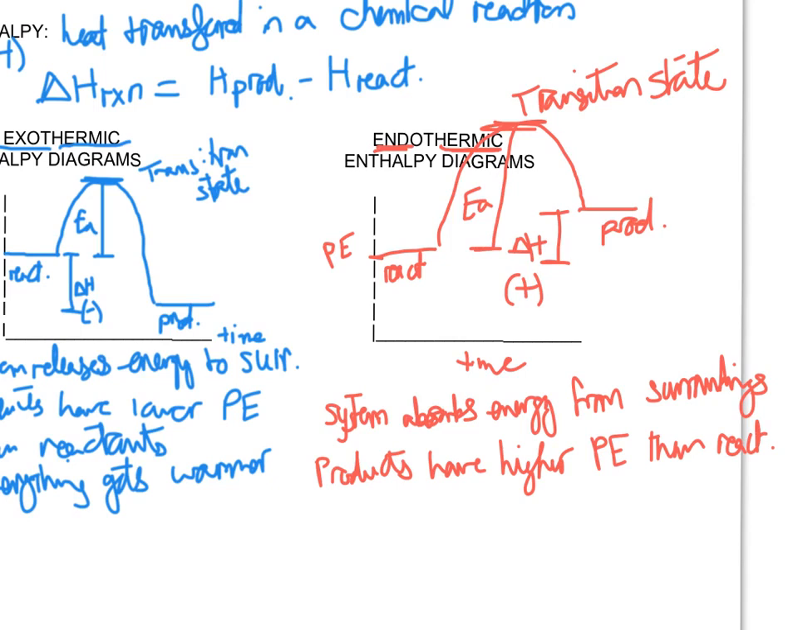Now, the system is absorbing energy from the surroundings. The surroundings are losing heat energy. So even though the surroundings are losing heat energy, it's going into my system as potential energy, adding potential energy to my particles. But because the surroundings are losing heat energy, they are getting colder. And as the surroundings get colder, because they are touching my system, everything feels colder.